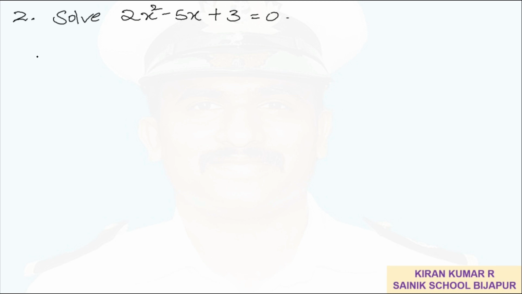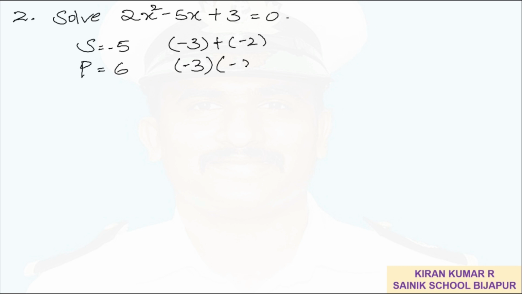Here we shall follow splitting the middle term. The product is positive 6 and the sum is negative 5. This is very much possible when we take negative 3 plus negative 2, and the product becomes positive 6. The product of minus 3 and minus 2 is positive 6. Therefore, the given equation is 2x square minus 3x minus 2x plus 3 equal to 0.